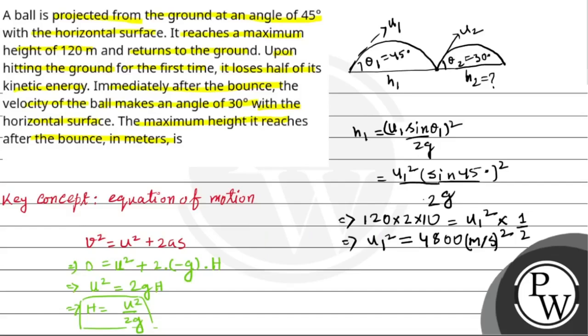दिस इज आवर फाइनल आंसर, and we can say the maximum height it reaches after the bounce is 30 meters. Hope you have understood it well, and best of luck.